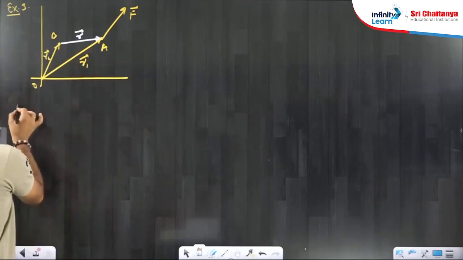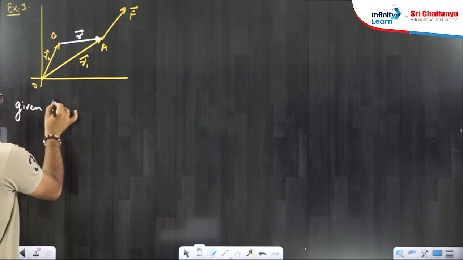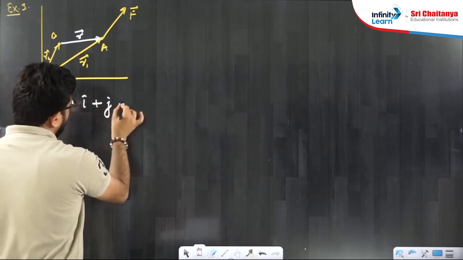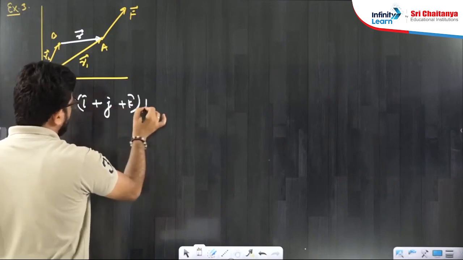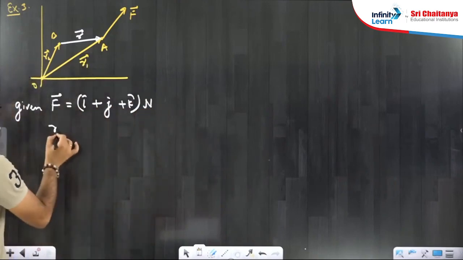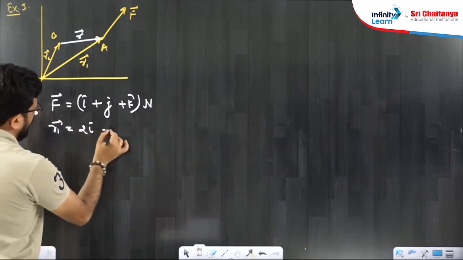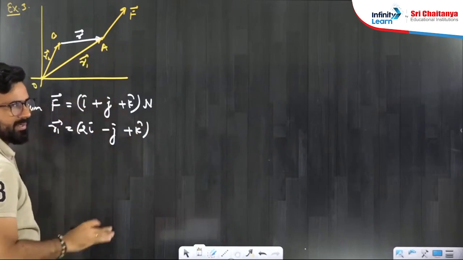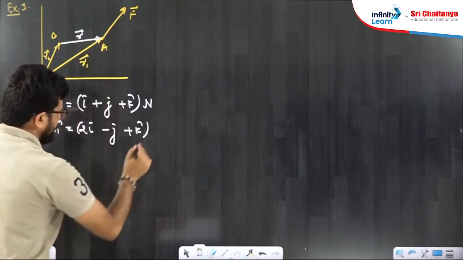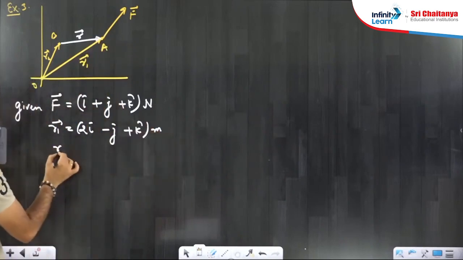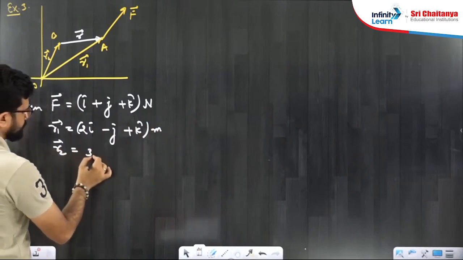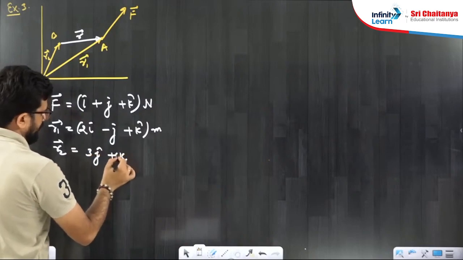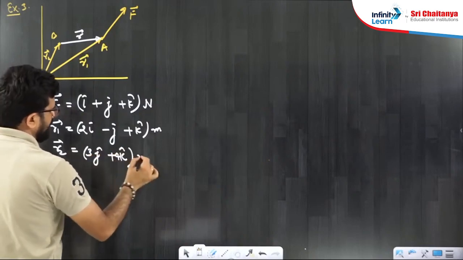So now I am giving the data that F is equal to, suppose, i cap plus j cap plus k cap. I am taking very simple data to understand. And R1 vector is given to you, suppose 2i cap minus j cap plus k cap. These all diagrams are just schematic, don't go for exact diagrams. This is in meter. And R2 is equal to, suppose, 3j cap plus k cap plus 4k cap, in meter.